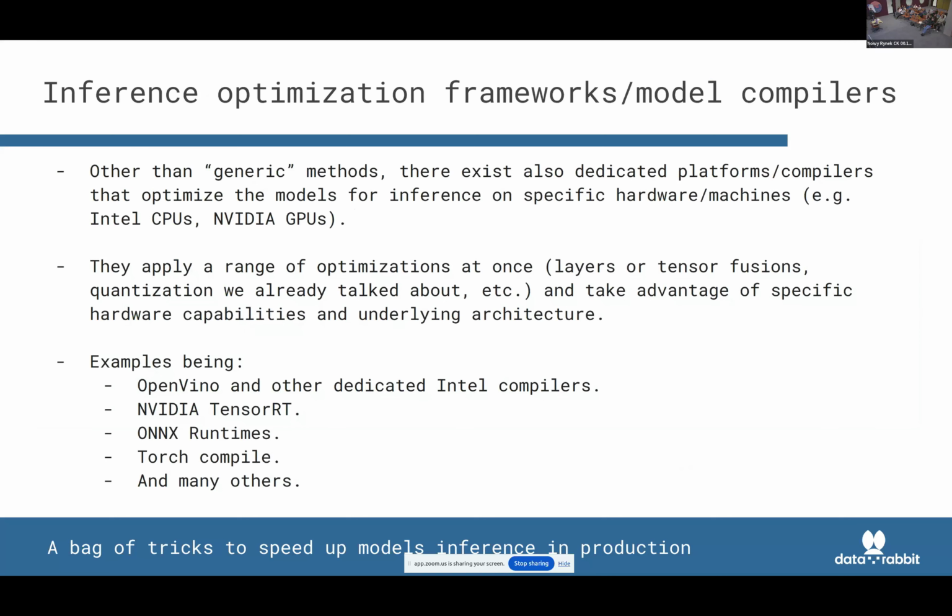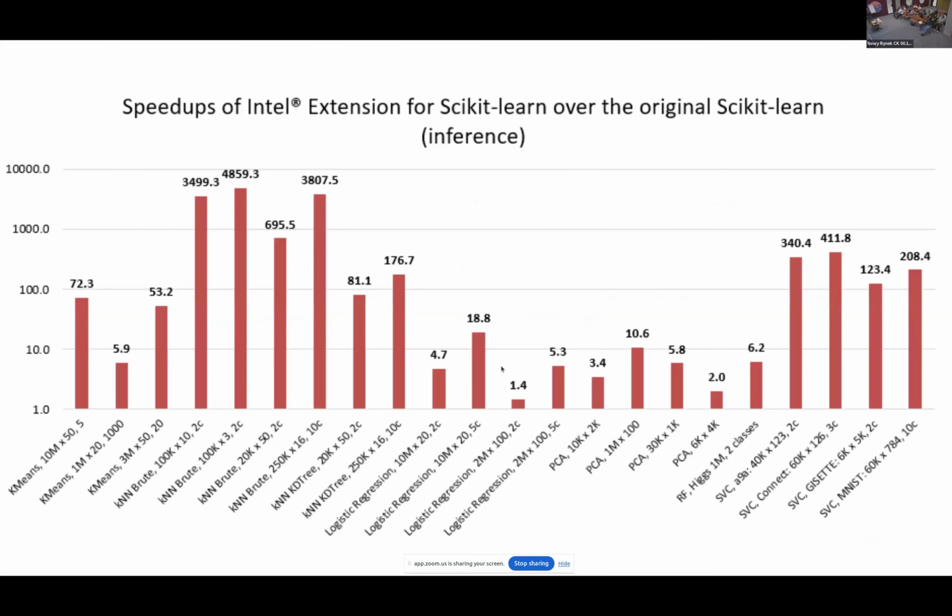Last but not least, well, not really last, inference optimization frameworks. Other than the methods that we had so far, because batching and quantization are something that you can universally use, there are also some dedicated platforms or compilers that optimize the models for inference on specific hardware, for example Intel CPUs or NVIDIA GPUs. They apply a range of optimizations that are specific to this particular hardware. Examples are OpenVINO for Intel, NVIDIA TensorRT, Torch compile, and so on. And they are giving quite a lot of speedups.